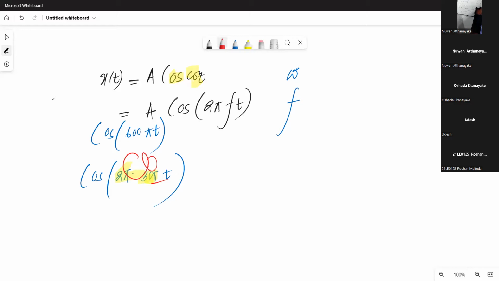Okay. So this is the standard form. You can basically model your given signal in this cosine form. Then you can either extract the radians per second, which is the angular frequency, or the real frequency immediately. Yes, thank you, Nuwan. Go ahead.